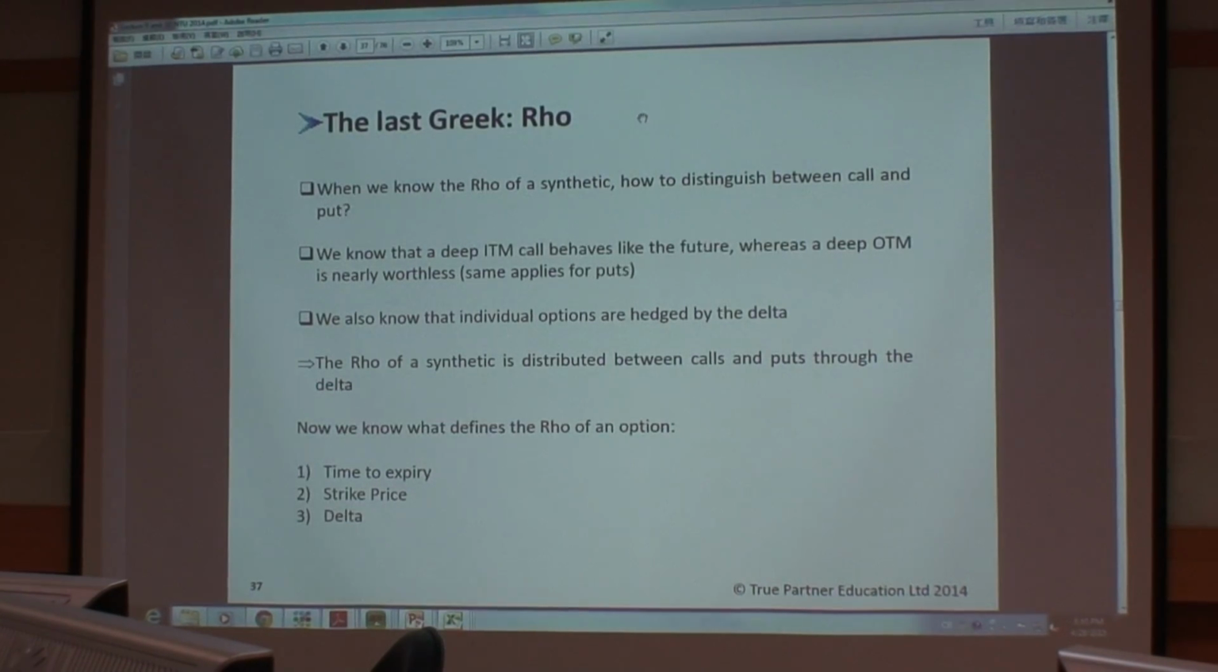And I know that the synthetic always has a delta of 100. The absolute delta call plus delta put will always be 100. So I can actually allocate that rho between the calls and the puts, applying the delta. So now I know it's a two-step approach. First, if I know the maturity and the strike, I calculate the rho of the synthetic. And the next step, based on the delta, I would now distribute that between call and put.